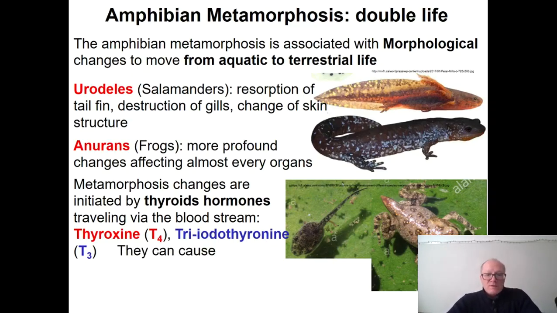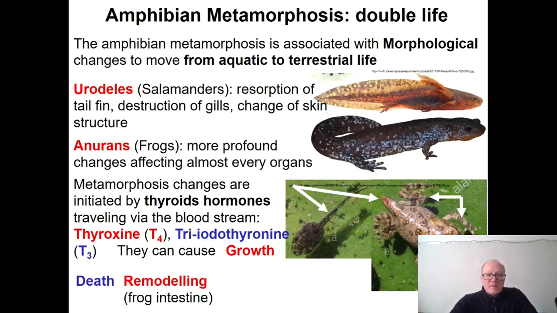What do they cause? These hormones cause different events in the body of the tadpole. They can cause growth, so we have growth of new limbs, for example. We have cell death: part of the cells of the tail are destroyed by apoptosis and they die. Remodeling, so some of the organs of the tadpole are changed and restructured.